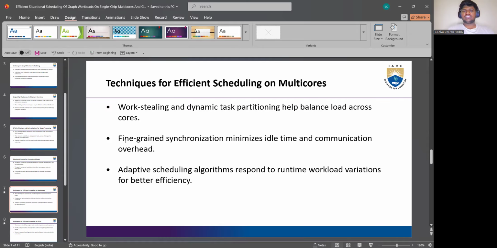Techniques for efficient scheduling on multi-cores. Work stealing and dynamic task partitioning can help balance load across cores. Fine-grained synchronization minimizes idle time and communication overhead. Adaptive scheduling algorithms respond to runtime workload variations for better efficiency.